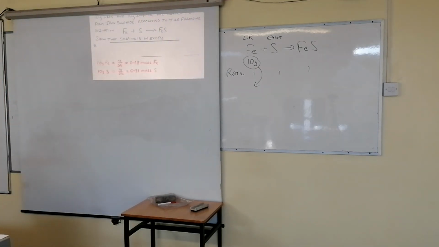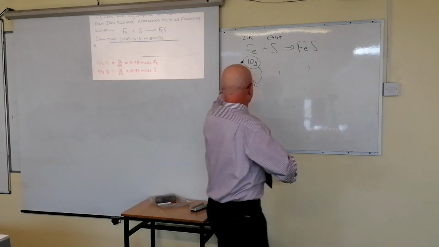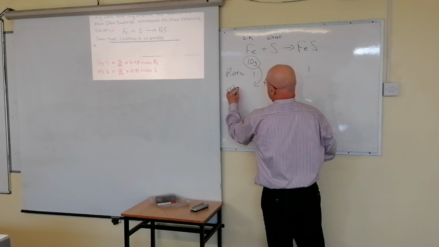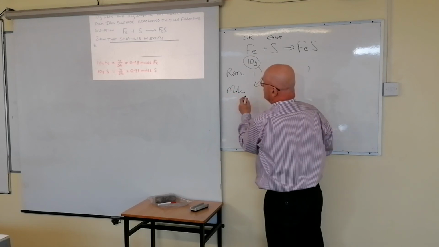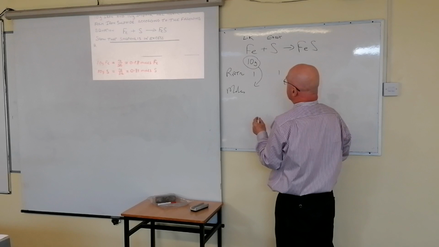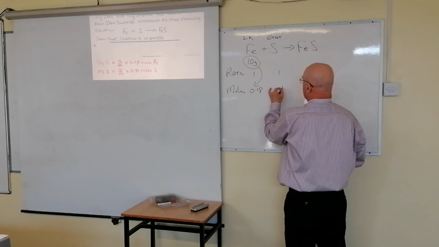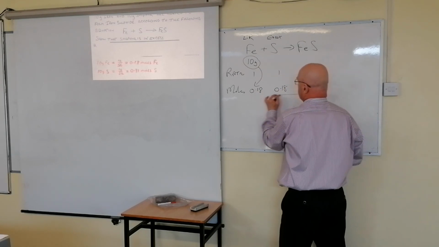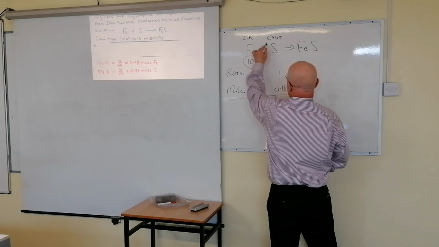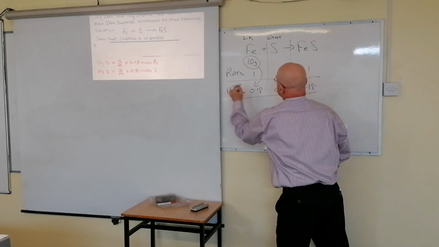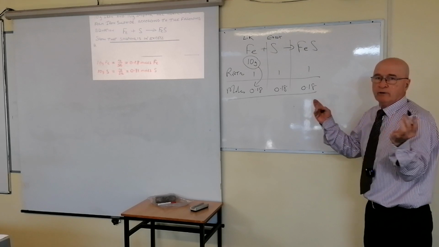And I give you grams here. We're converting that to moles. You have 10 grams converted to moles, and what are you going to get? You're going back to where you were originally. 10 grams of iron is 0.18 moles. So that's 0.18, and that's 0.18. Are you all okay with that?